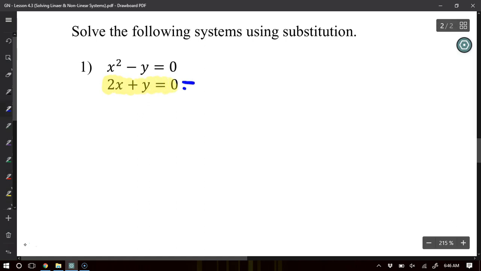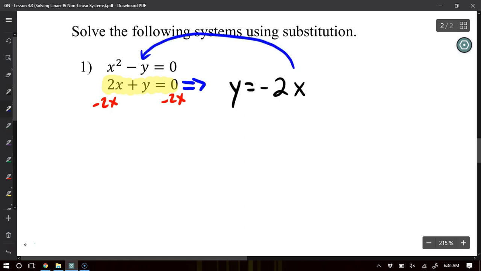So I'm going to take that equation, and to solve for y, I am going to subtract 2x. That's going to isolate the y term. So I have y equals, well, 0 minus 2x is just a negative 2x. I'm going to take this and plug it in for y in the other equation. That's what substitution is. I just, in this case, had to solve, so it was a little more complicated at the beginning. So x squared minus y equals 0, but instead of y, I'm going to plug in my negative 2x.